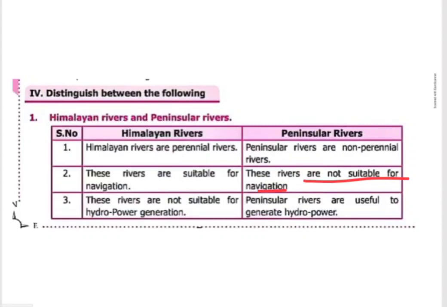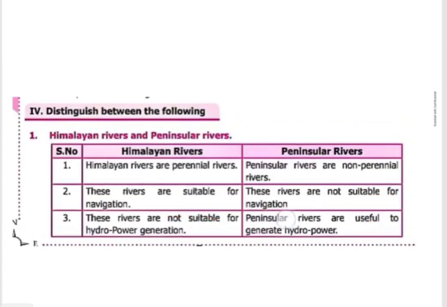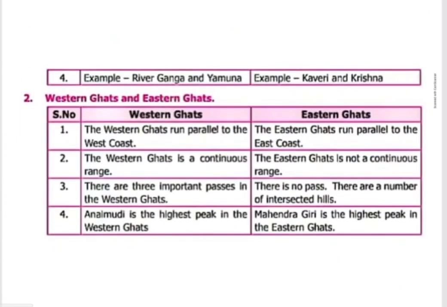As for the Himalayan rivers, we cannot produce any electricity from them. So that's the next point, children. These rivers are not suitable for hydropower generation. From the North Indian rivers, otherwise the Himalayan rivers, we cannot produce any electricity. At the same time, peninsular rivers are useful to generate hydropower. From that, they are producing electricity. Yes, that's the meaning.